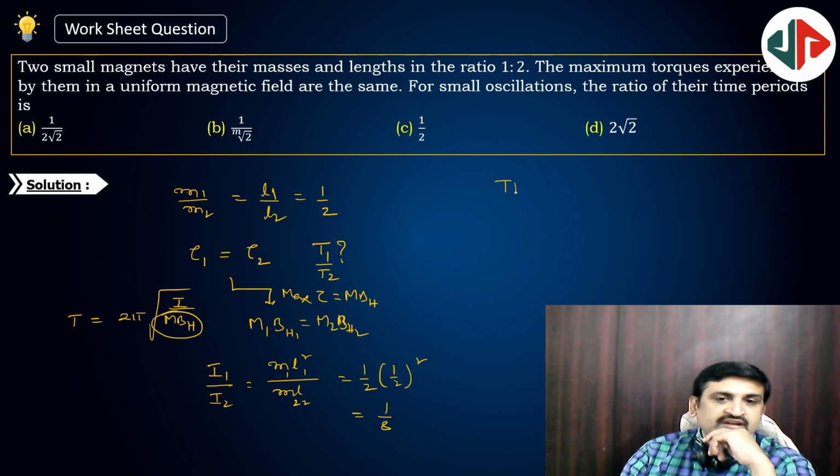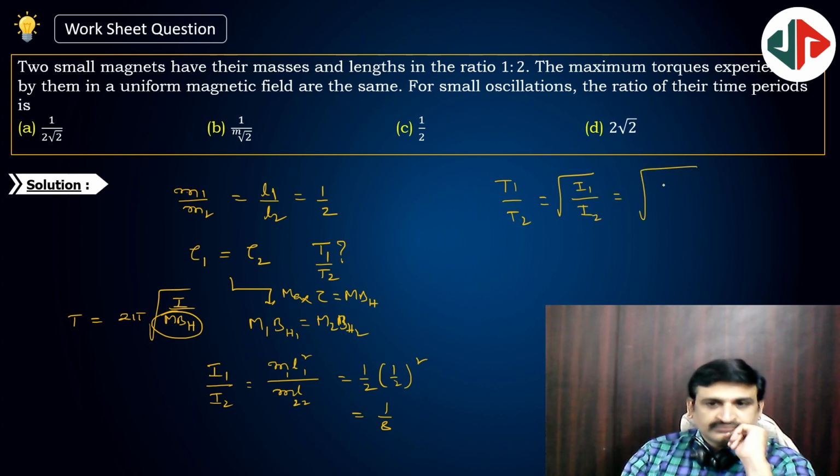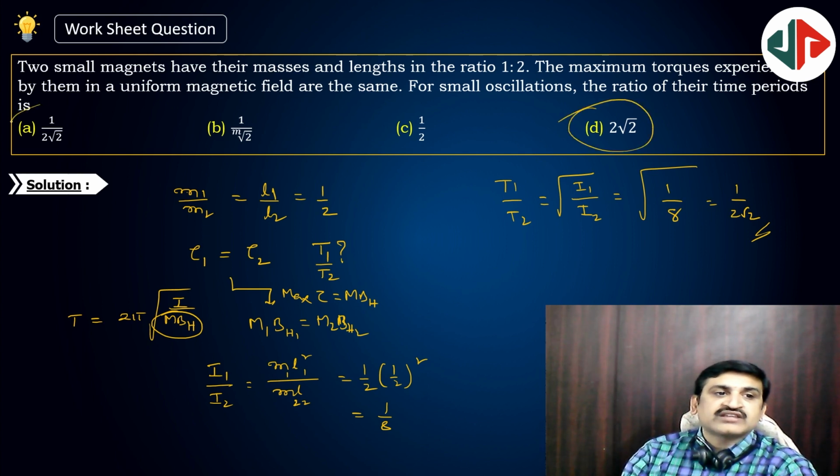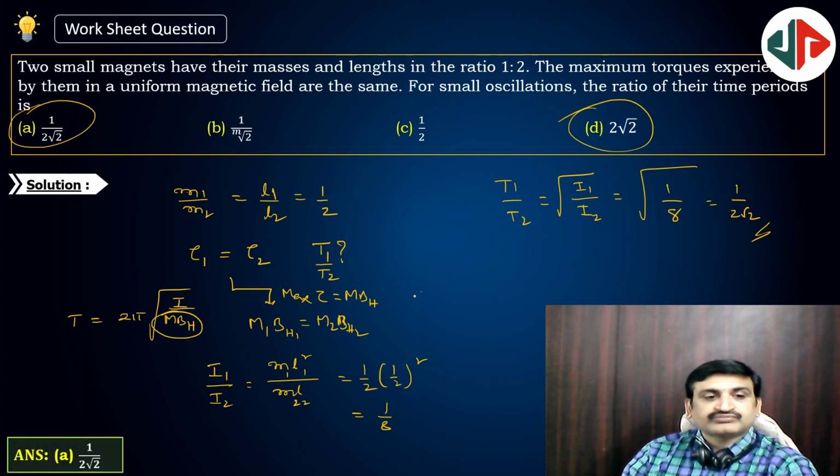So T1 by T2 is equal to root over I1 by I2, which is root over 1 by 8 only. So 1 by 2 root 2 will be there. Whenever you face this type of options, you should be very careful. Okay, 1 by 2 root 2 we got.